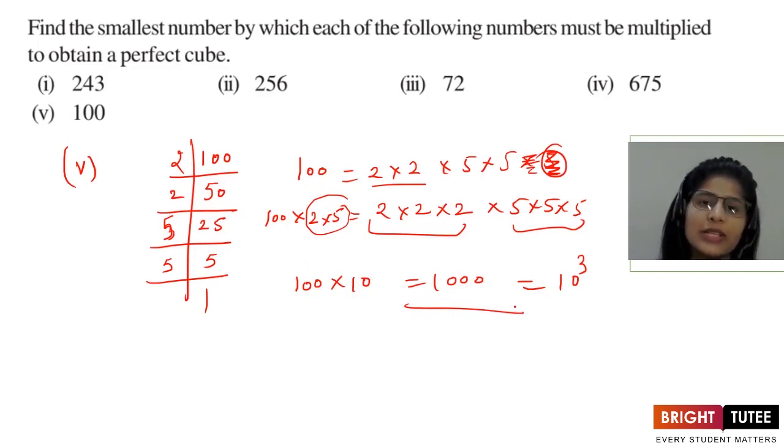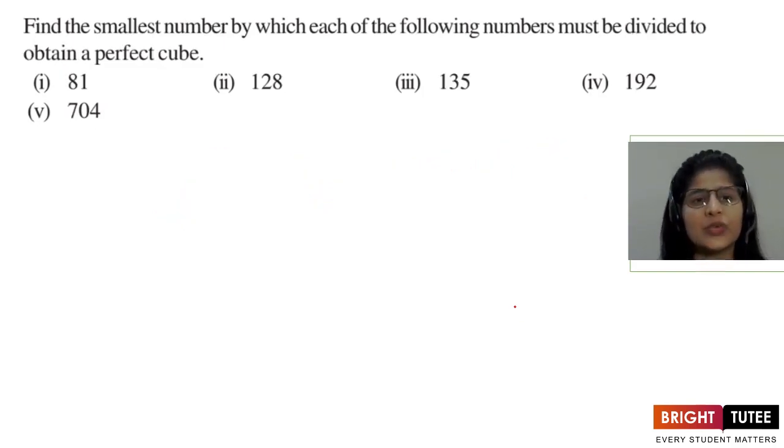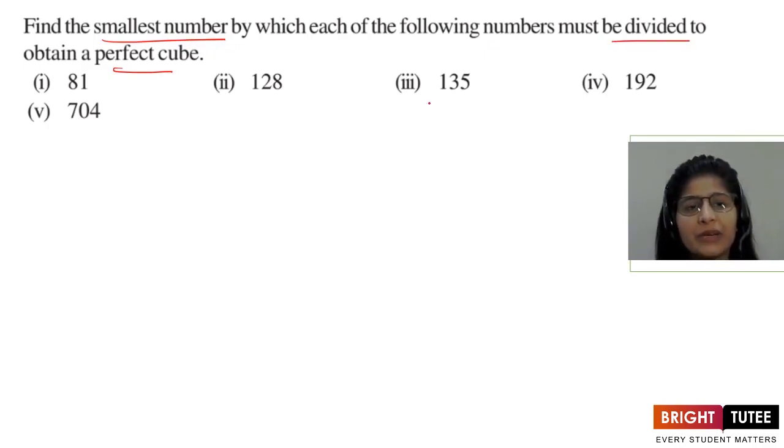Okay, let's go to the next question now. Here is the next question. In this they are asking which is the smallest number by which each of the following numbers must be divided in this case. Last time what we have done? Multiplied. Now we are having a question of dividing to obtain a perfect cube. The smallest number, right, that must be divided. So what we are going to do, we will just do the prime factorization and instead of multiplication we are going to finish that factor.